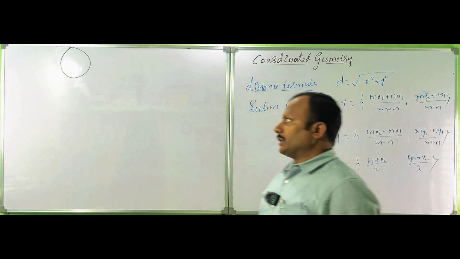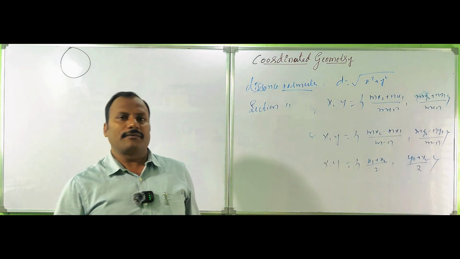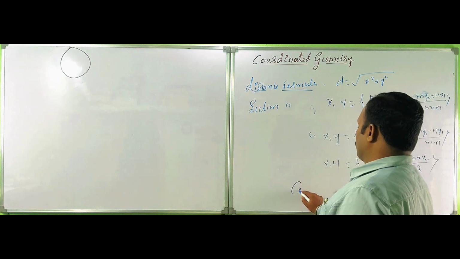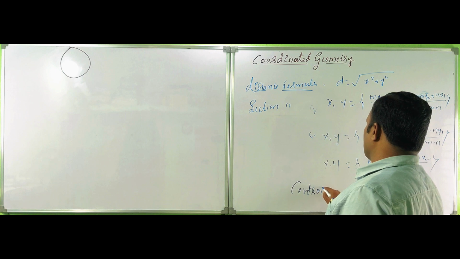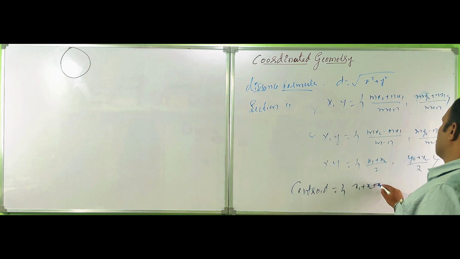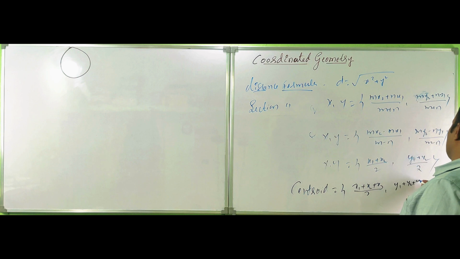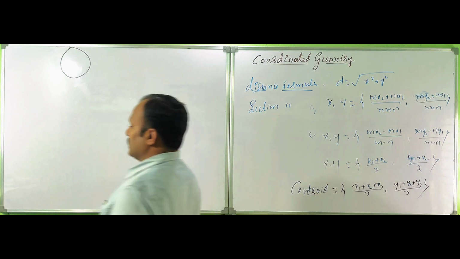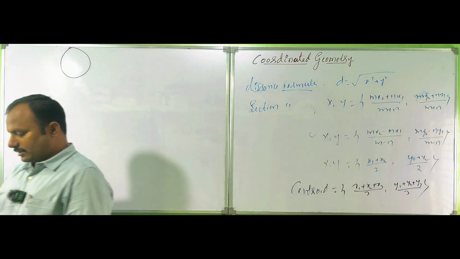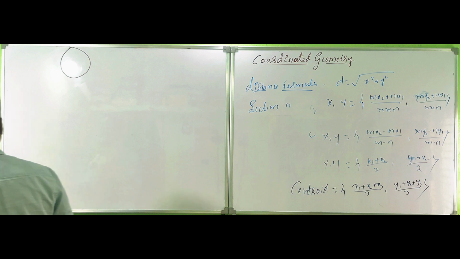And the last one is the centroid, the point of intersection of all the medians. The centroid is ((x1 plus x2 plus x3) divided by 3, (y1 plus y2 plus y3) divided by 3). Yesterday we derived these formulas. So today we will discuss the incenter of a triangle. Today's subtopic is the incenter of a triangle.